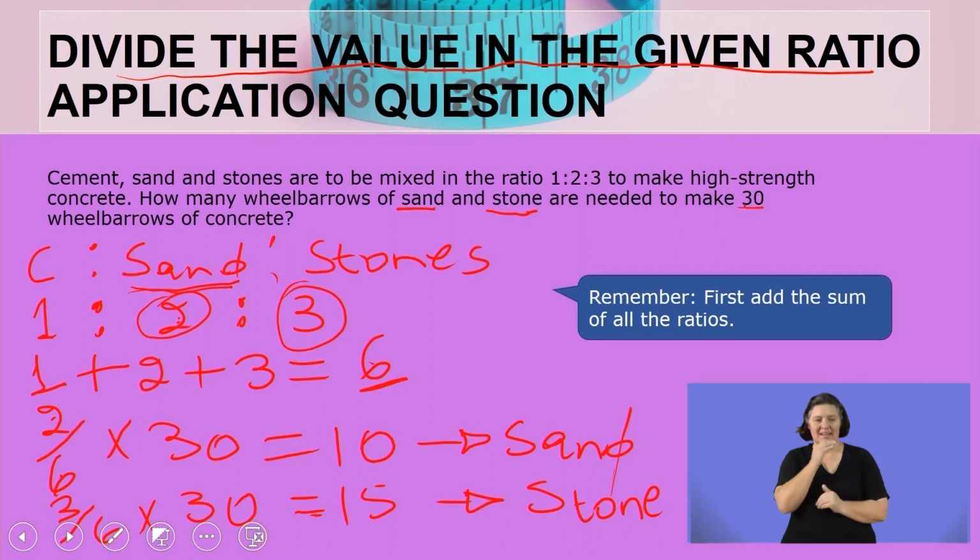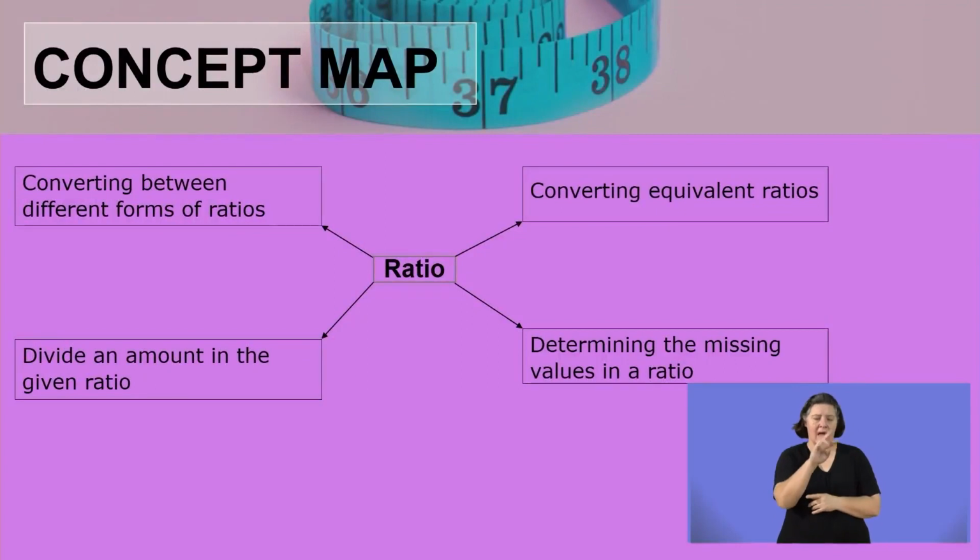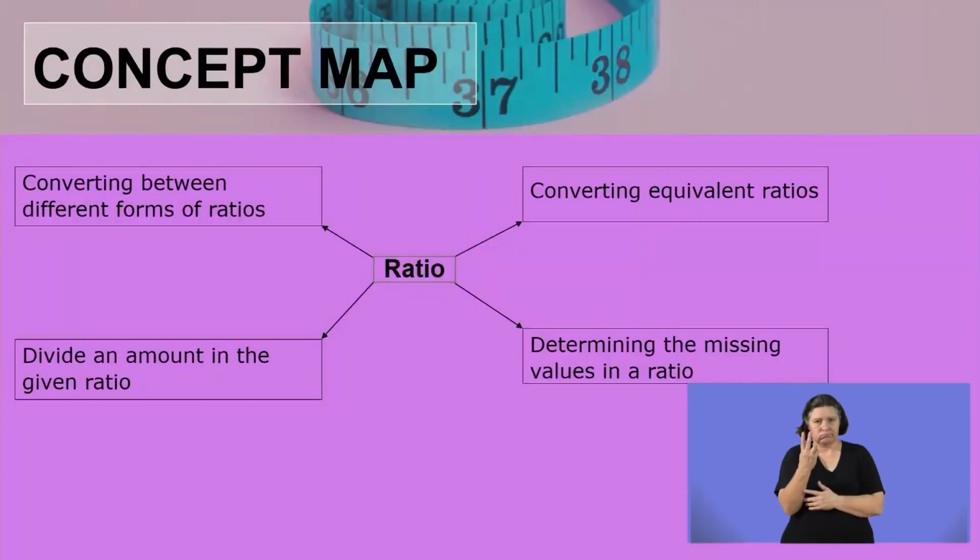I think this brings us to the end of our lesson. I just want to summarize what we have learned. Number 1, we have learned converting between different forms of ratio. Remember that when we convert between different forms of ratio, you should make sure that the units are the same. Secondly, we have learned on converting equivalent ratios. Remember, when we convert equivalent ratios, because it doesn't mean that the units are the same, you must remember to multiply both sides by the given value.